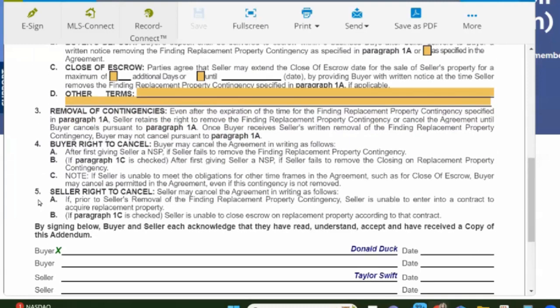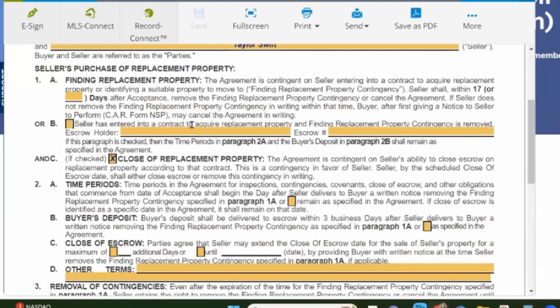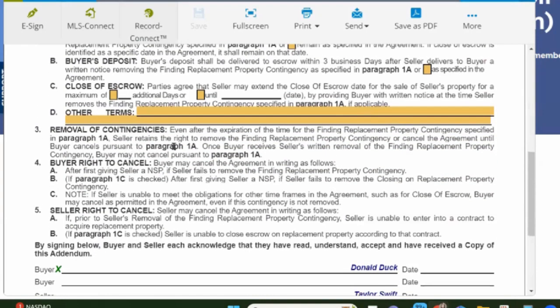Okay, so then removal of contingencies, and then the buyer's right to cancel, seller's right to cancel. So up here, when they have to find the replacement property, it says that once their offer gets accepted, they will remove their finding replacement property contingency. So down here, it's just saying that even after that 17 days expires, seller retains the right to either remove that contingency or cancel the agreement unless the buyer cancels because of that as well.